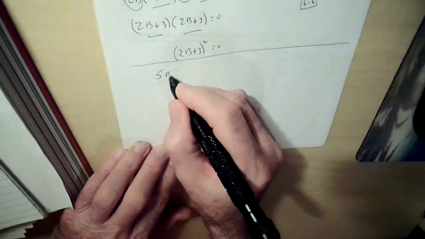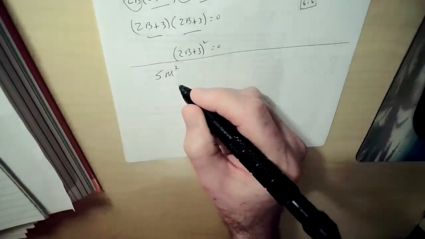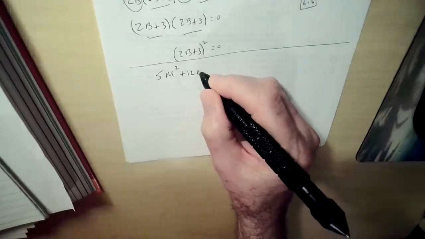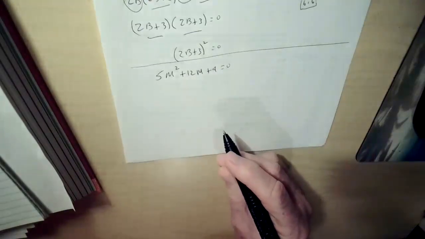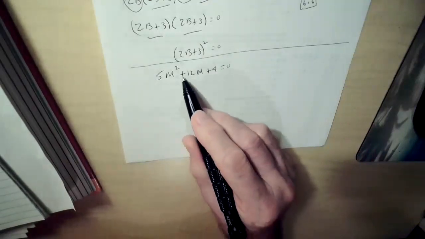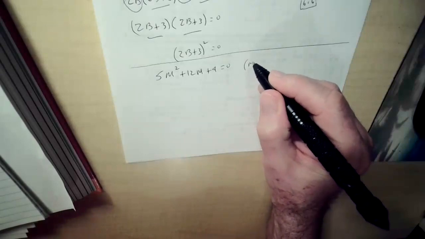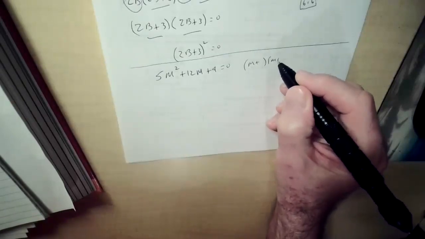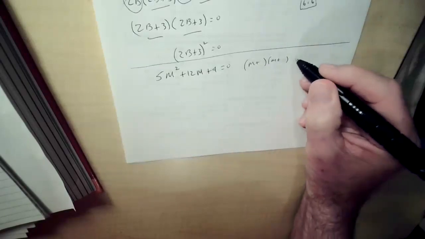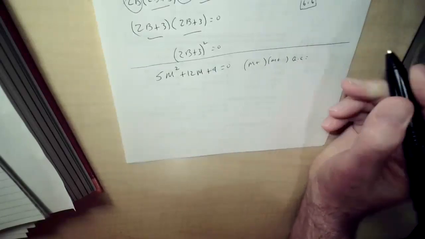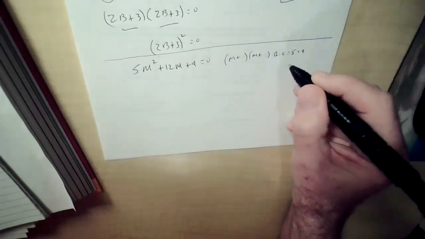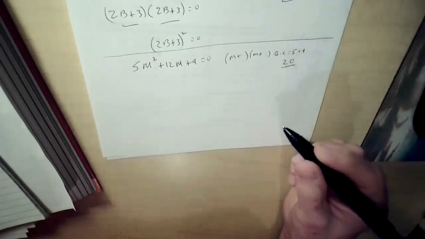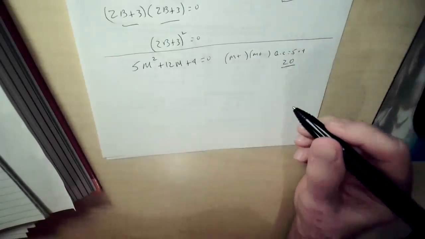Okay. Get this if you're so smart. 5m squared plus 12m plus 4 equals 0. Now the first thing we're going to do, and again, everything's positive in here, so it's going to be m plus something times m plus something. Now we do a times c, what is that, 5 times 4? Which is 20. What are the factors of 20 that add up to 12?